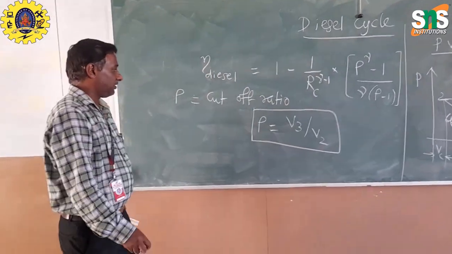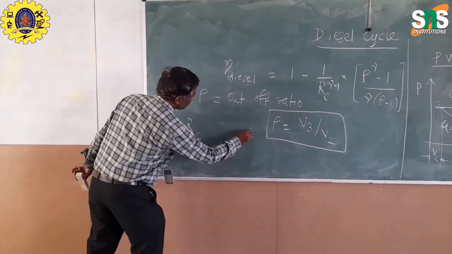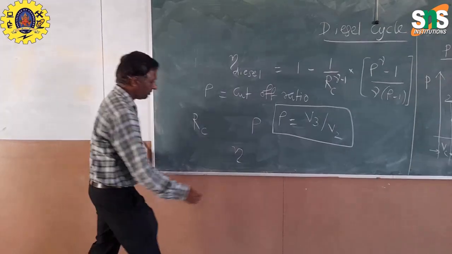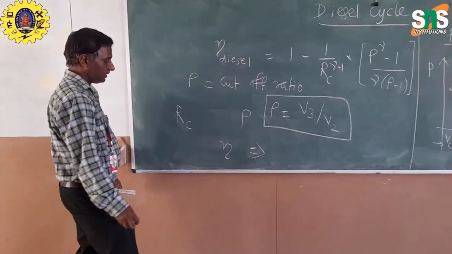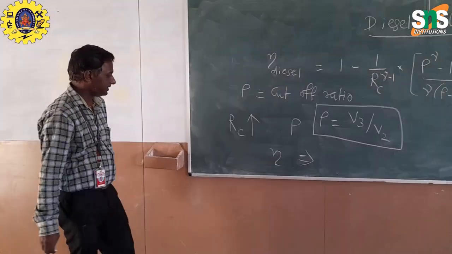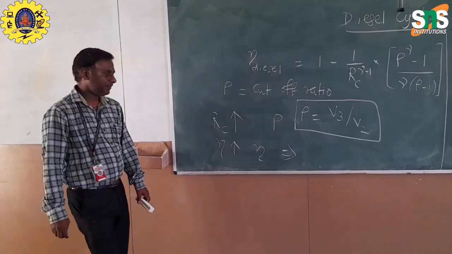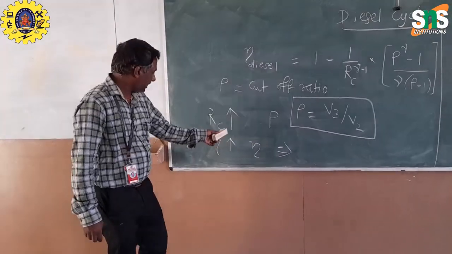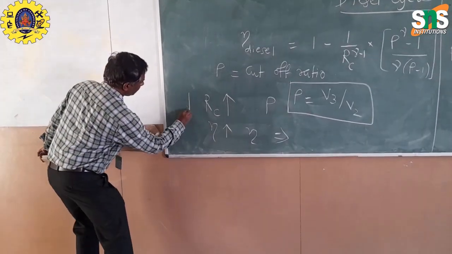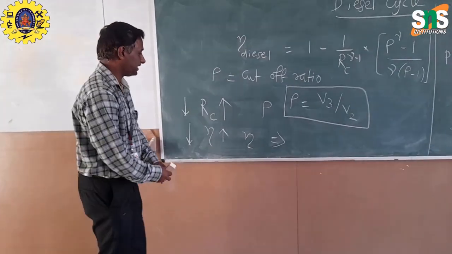And what is the effect of compression ratio and cutoff ratio on efficiency? If the compression ratio r_c increases, the efficiency of the diesel cycle also increases. Similarly, if the compression ratio decreases, the efficiency of the diesel cycle also decreases.